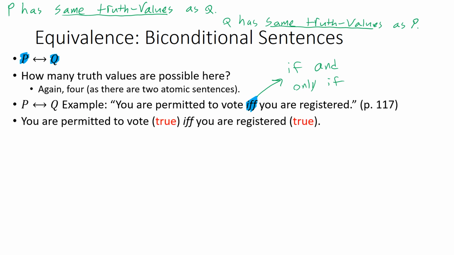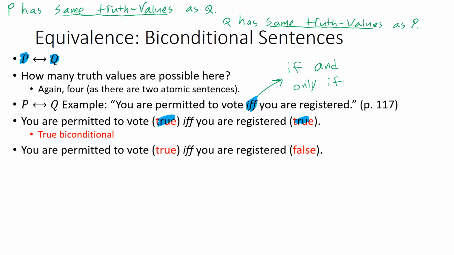First possibility. You are permitted to vote. True. You are registered. True. They have the same exact truth value, so it's definitely a true biconditional. You're permitted to vote if and only if you are registered. So for that to be true, one possibility is both P and Q are simultaneously true.